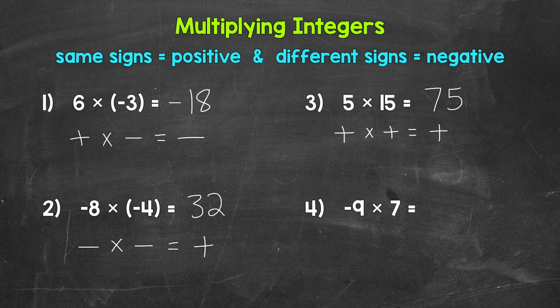Lastly, for number 4, we have negative 9 times 7. We have different signs here. A negative times a positive. That means our answer will be negative. So all we need to do is think 9 times 7, which is 63. And since we have different signs, this is negative 63. Negative 9 times 7 equals negative 63. A negative times a positive equals a negative.